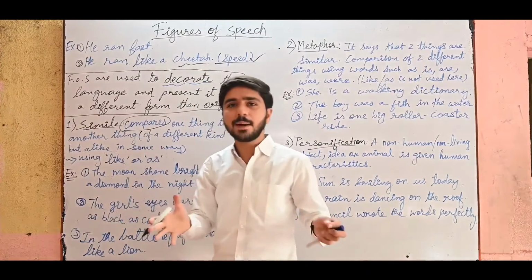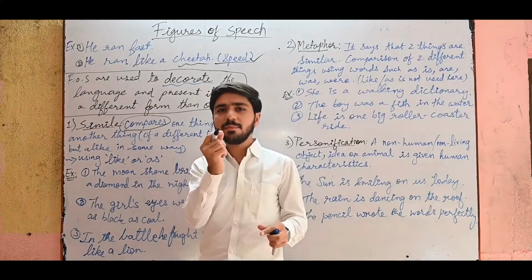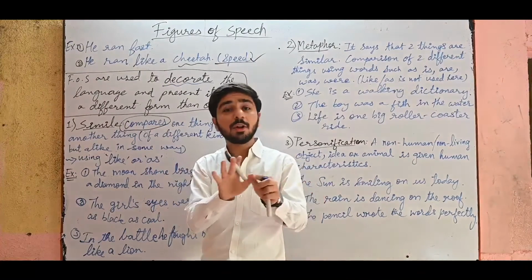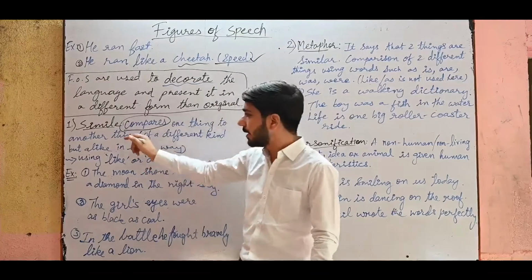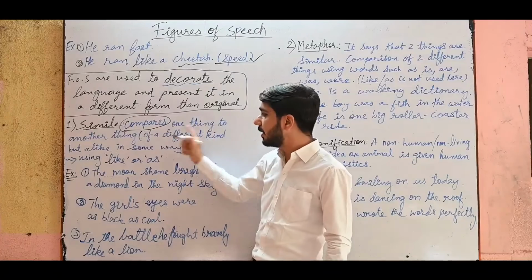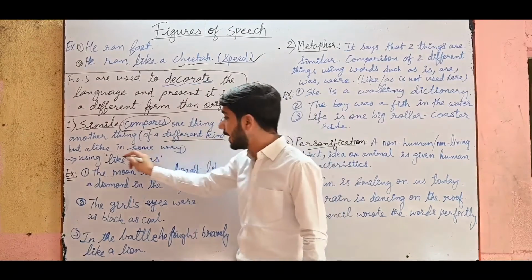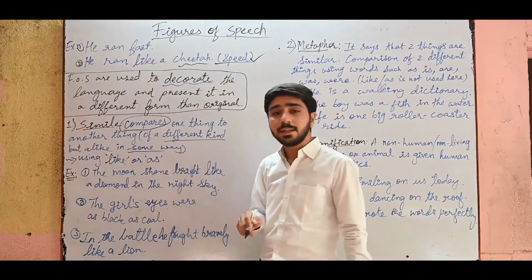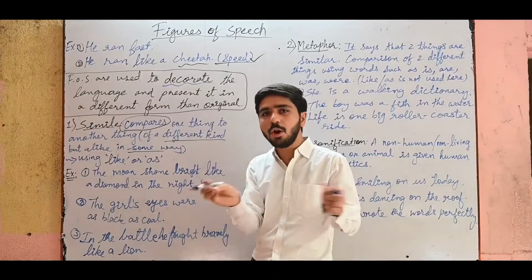When two objects are compared which are same but they are different, means there is something which is same in that two objects but that objects are totally different, but one quality is same in that object, that is called simile. See, compares one thing to another thing of a different kind, that objects are different but alike in some way, there is some quality which is same in that two objects.